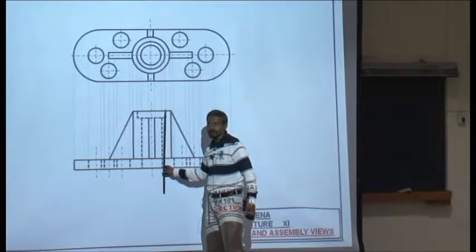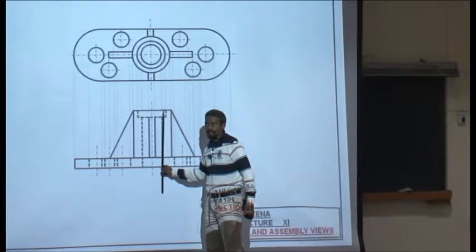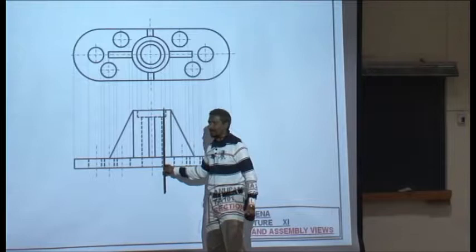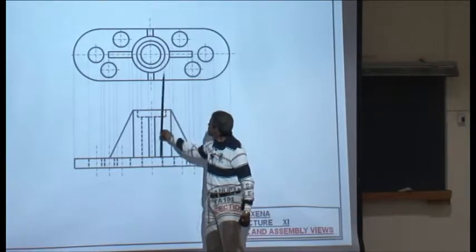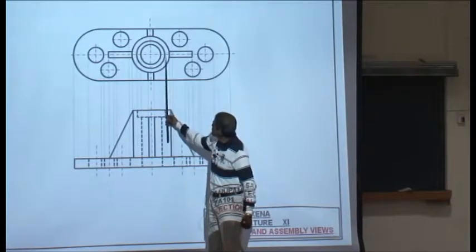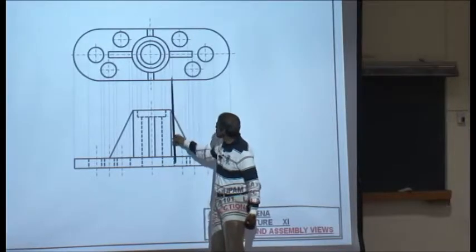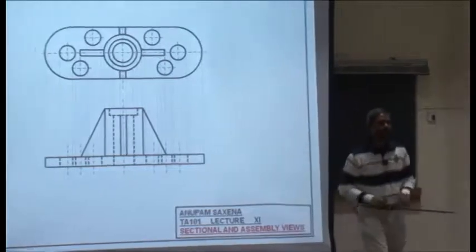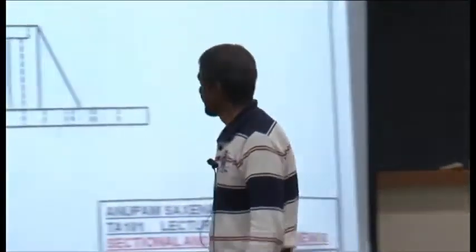Folks, can I have your eyes on the screen, please? So the innermost circle corresponds to this, the middle circle corresponds to this, and the outer circle corresponds to this. Okay? Technically correct? Yes, okay.